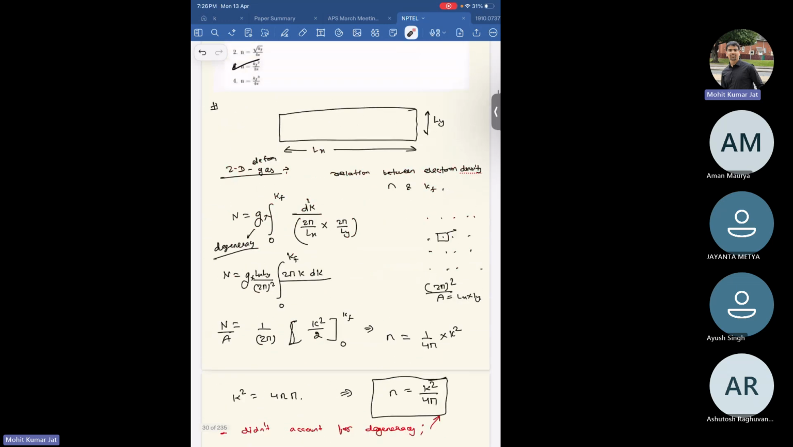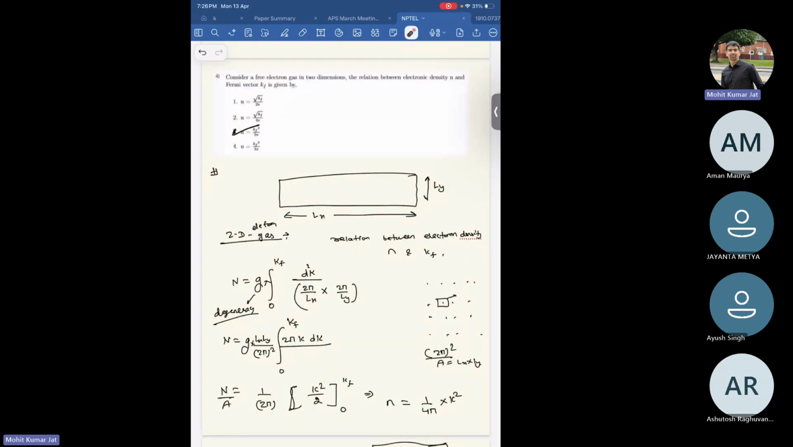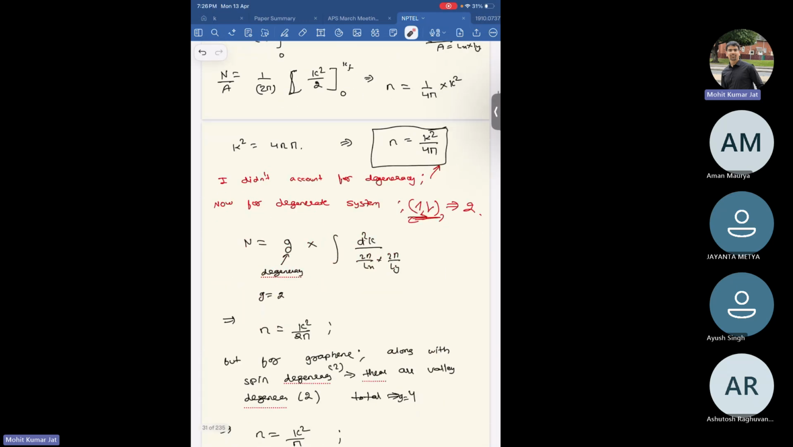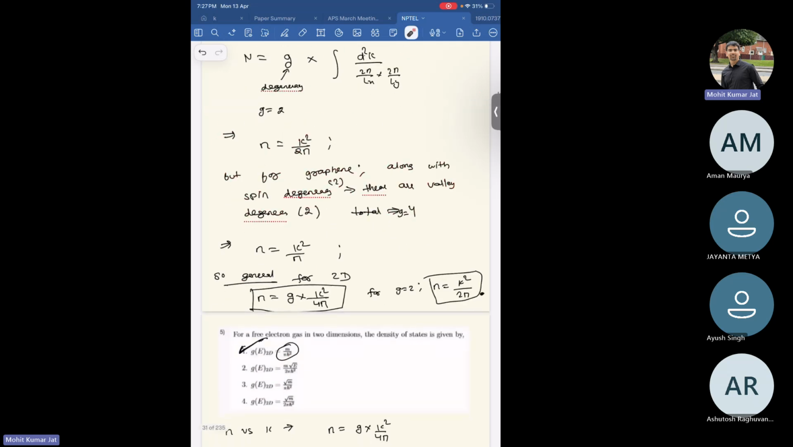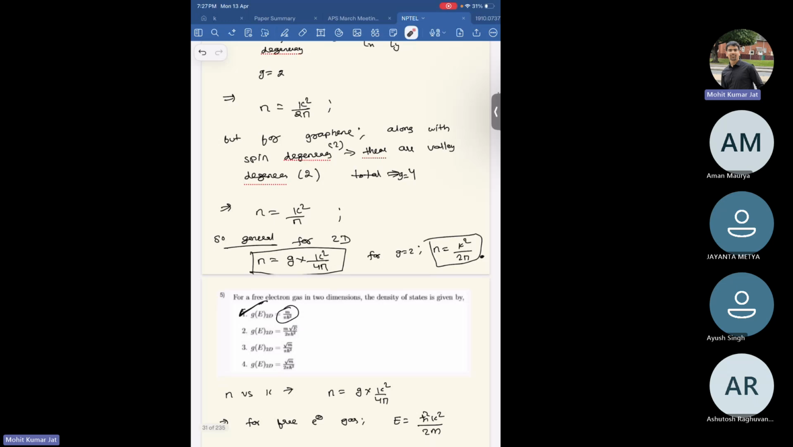And the question asked the same thing. The option is k squared by 2 pi, because we didn't account for the degeneracy of 2 for spin of the system, right? If we account for the degeneracy g equals 2, which is one spin up, one spin down, we get the answer as given in the option, k squared by 2 pi.